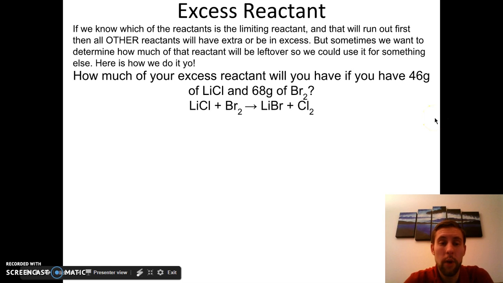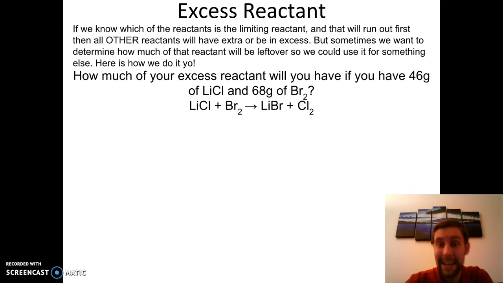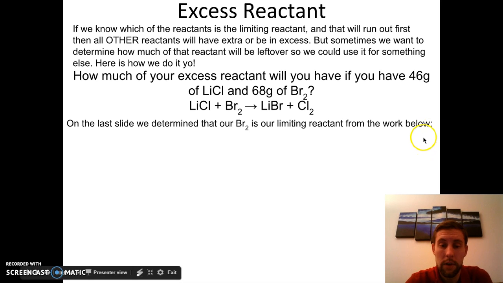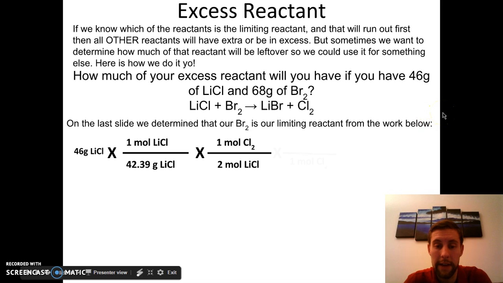Okay, so now the question's similar to the last one we did, but now we're asking how much of your excess reactant will you have if you have 46 grams of lithium chloride and 68 grams of bromine reacting. So just like before, we determined that bromine was our limiting reactant from the work we did below. So this is the same work we had in the last slide.